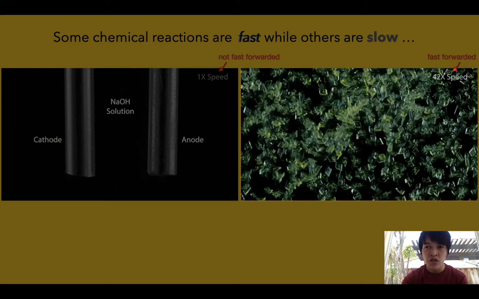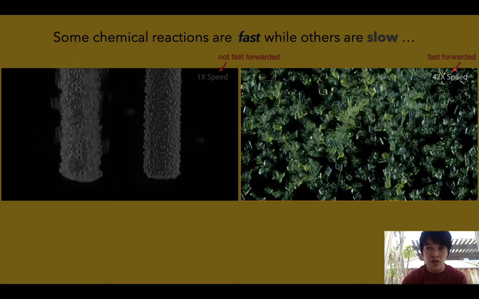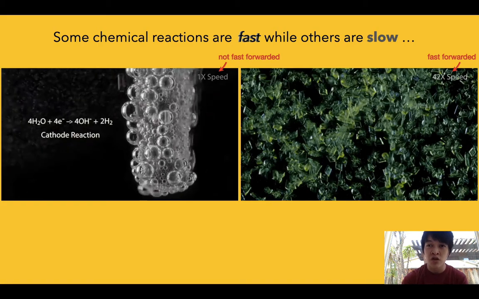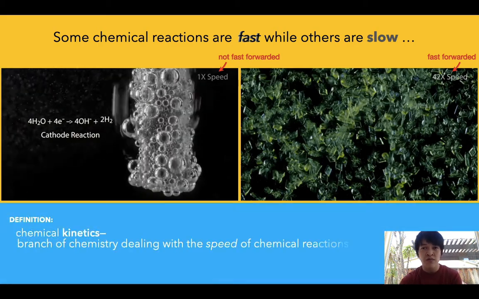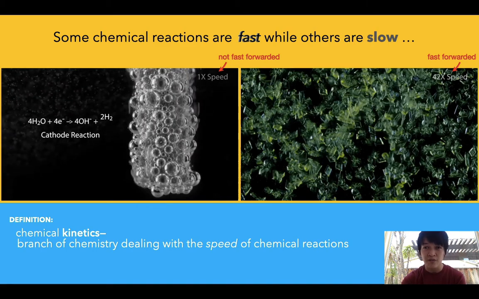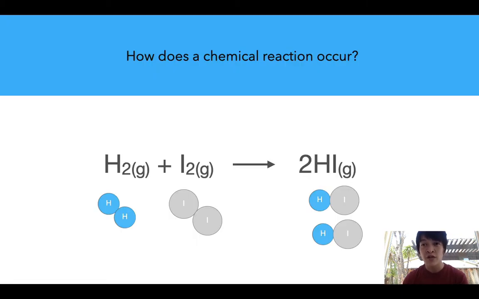And the ones being shown here are crystallization reactions, which is what happens when a solution is saturated with a dissolved solute. The study of the speed of chemical reactions is a branch of chemistry called chemical kinetics. In order to discuss the speed of chemical reactions, we first need to answer how does a chemical reaction happen in the first place.